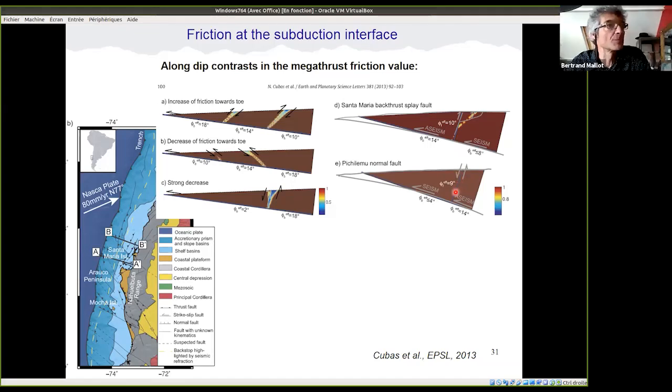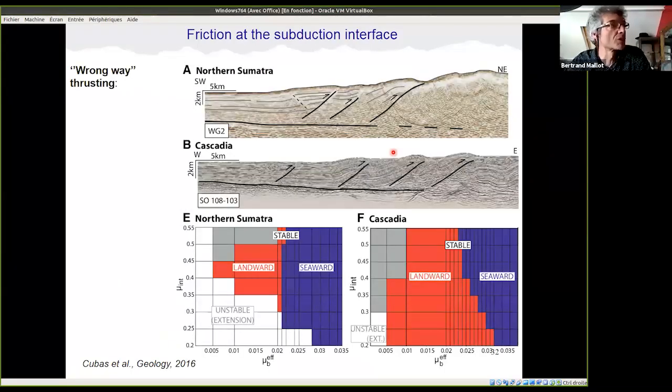Another one is here, the other example is if we change from 8 to 14 degrees at the base, then Optum says that we should produce a reverse fault with this shape. And the gray line here are the actual existing faults that were not prescribed in Optum. So it found them spontaneously. Another example is in northern Sumatra, where there is what we call wrong way thrusting. Normally, these faults should be dipping like this towards the deep sea on the left, and this is the continent to the right.